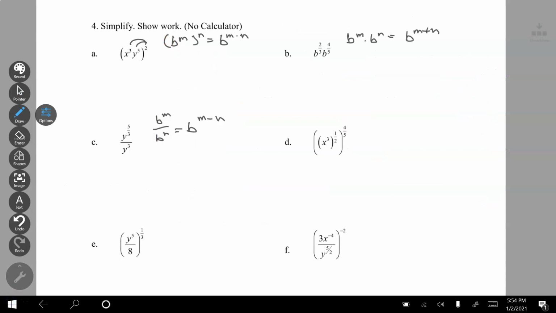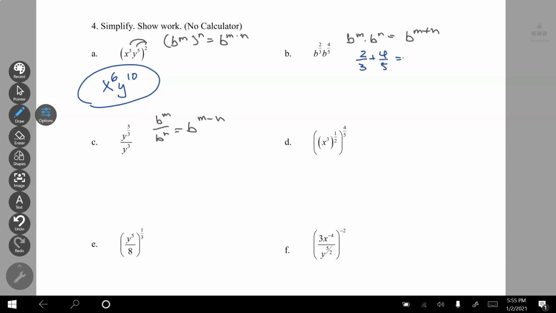Okay, this last page is really a review of Algebra 1 techniques like the rules of exponents. So when I take a power and raise it to a power, I multiply exponents. So over here I get x to the 6th, y to the 10th. That's pretty easy. When I multiply powers, I add exponents.